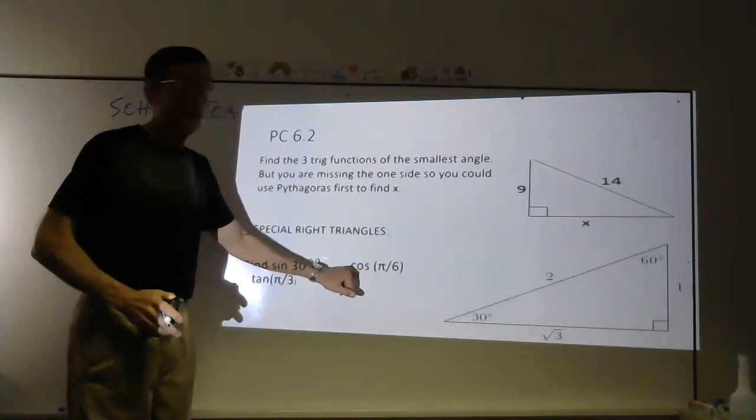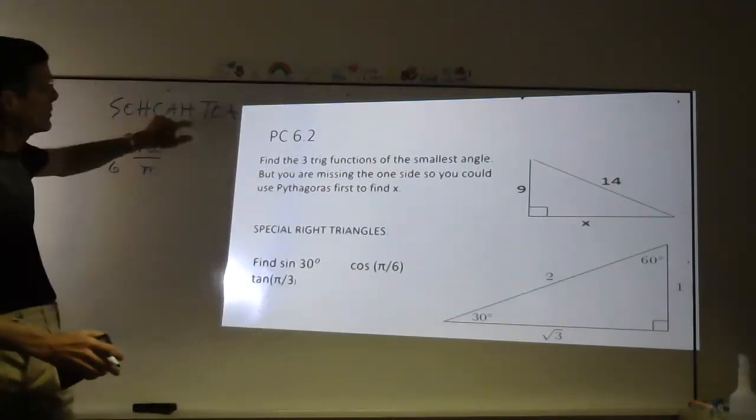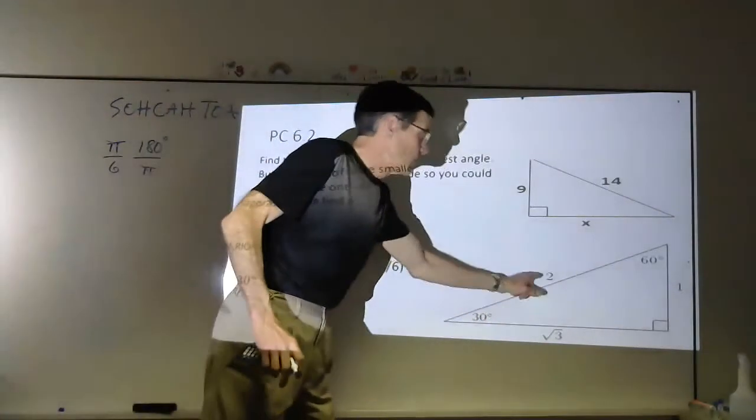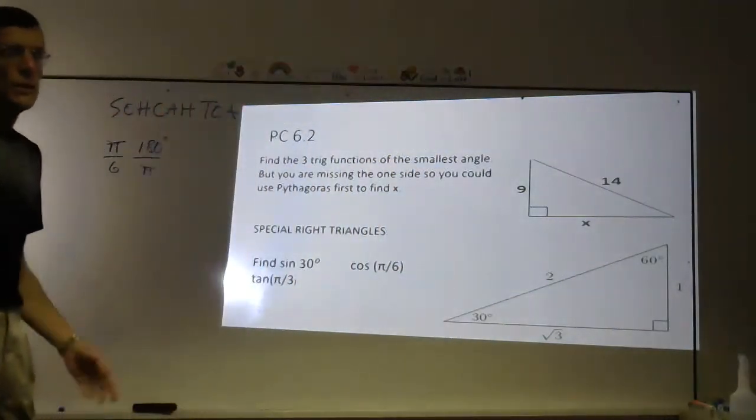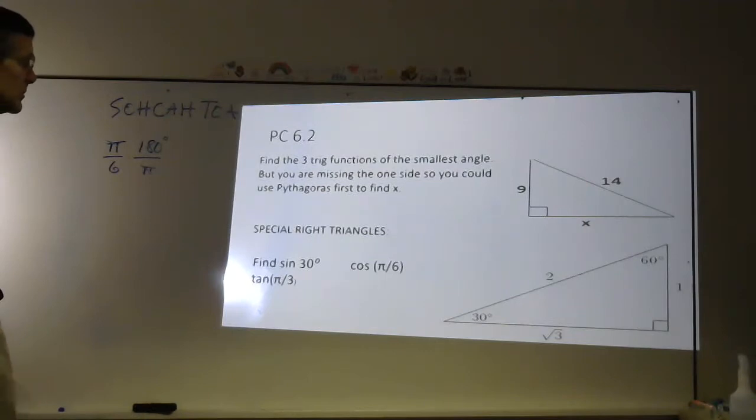I want the cosine of 30. Cosine is adjacent over hypotenuse, √3 over 2. Okay, I think it's like 0.866 as a decimal.